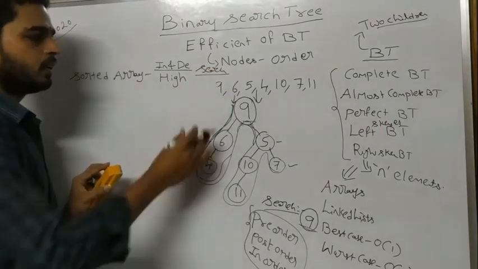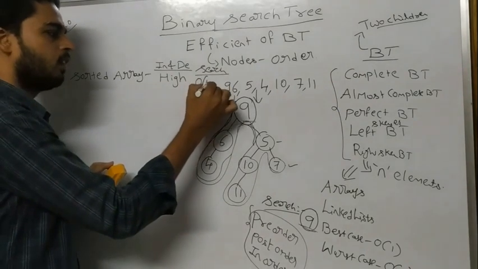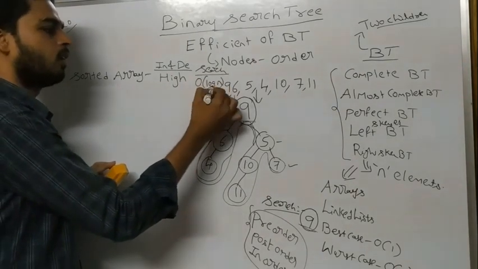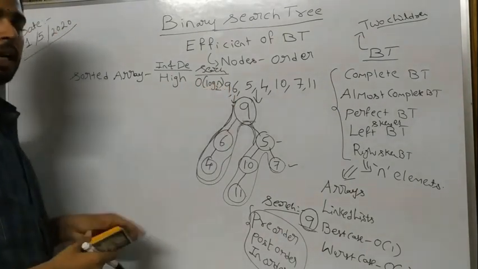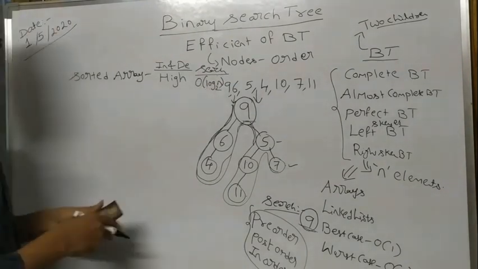If I apply searching, binary search operation, I will get a time complexity of big O of log n base 2. If I apply binary search over a sorted array, we will get big O of log n base 2.